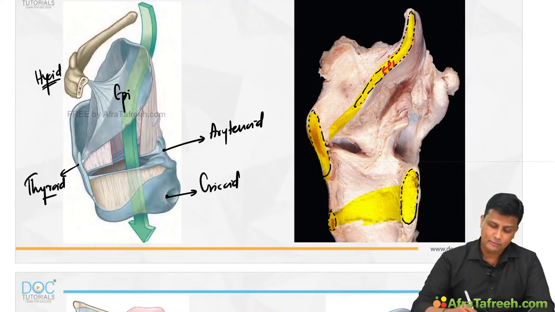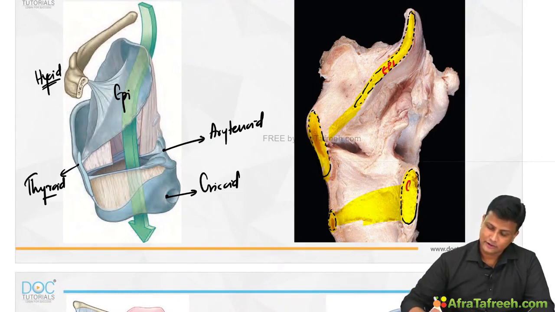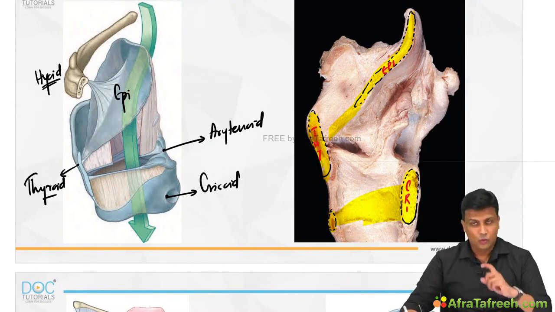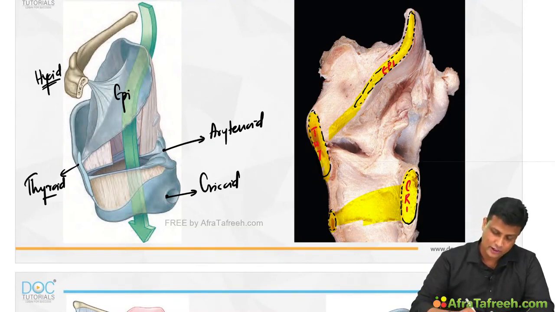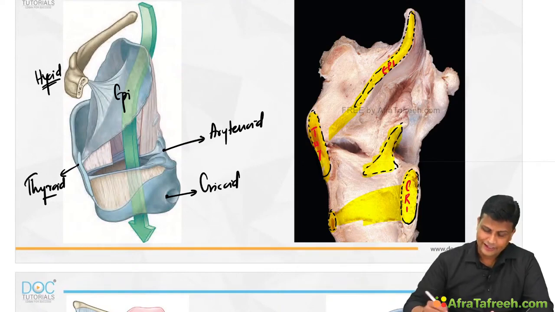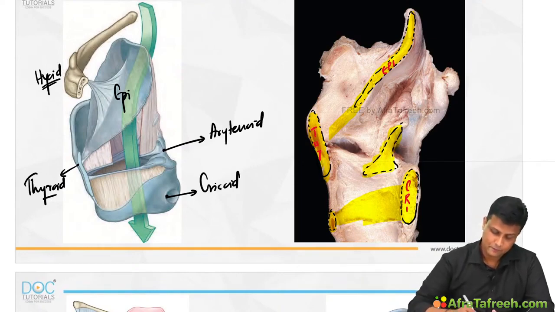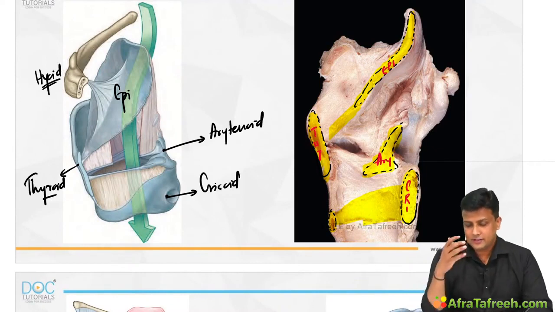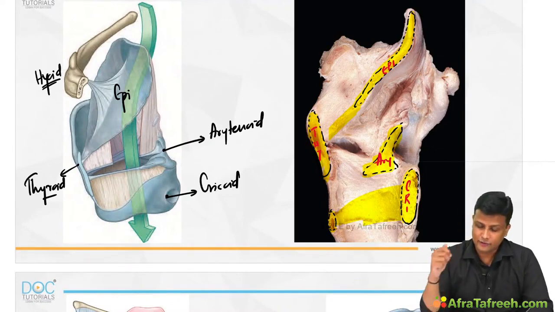And what is situated above the cricoid cartilage, guys? I'm just writing here, this is cricoid cartilage, and this one here is the thyroid. What is sitting just above the cricoid cartilage here? This one will be your arytenoid cartilage here, guys. This is the arytenoid cartilage over here above. So epiglottis, the cricoid cartilage, the thyroid cartilage, and arytenoid there.